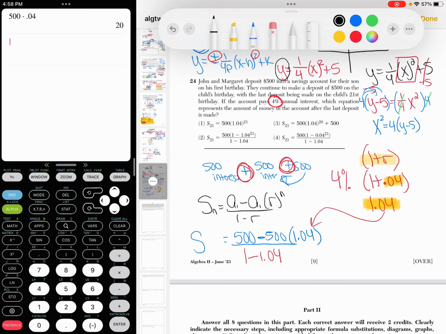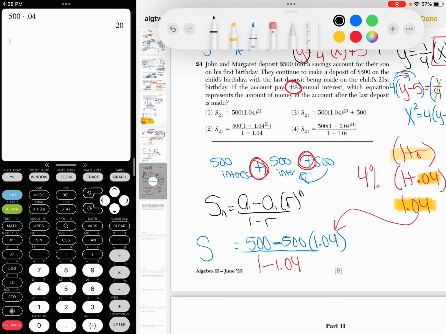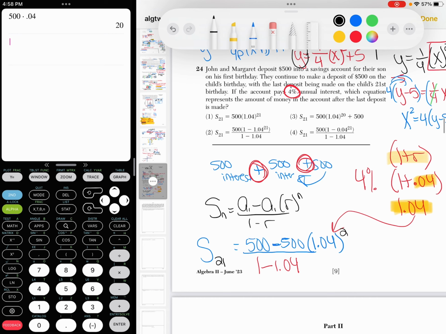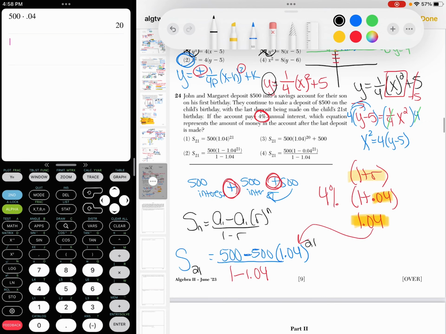And then the last thing we have to plug in for is n. Remember, n is the number of terms. Because they are doing this on every birthday until the child's 21st birthday, that means we're doing it for 21 years or 21 terms. So they're going to invest 21 times is the overall idea. Now, that is technically the answer, but it's not written like that, which just adds a little bit more to the difficulty of this question.